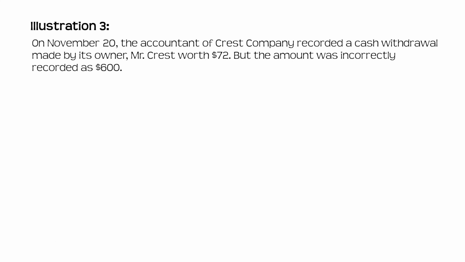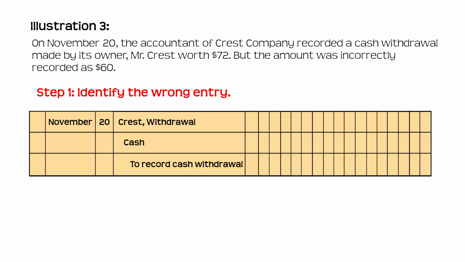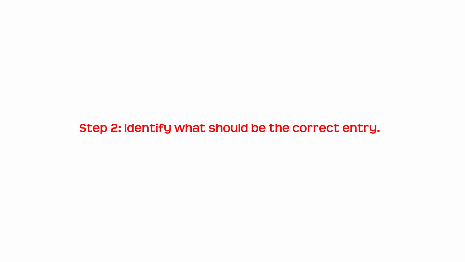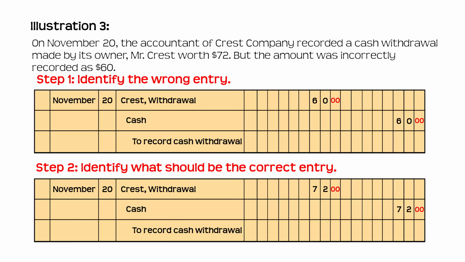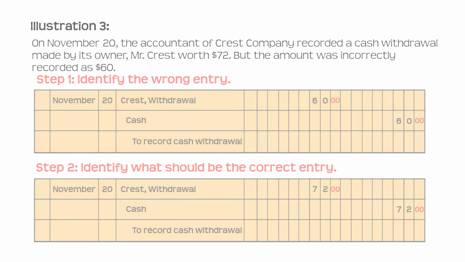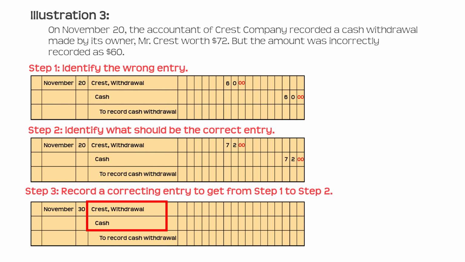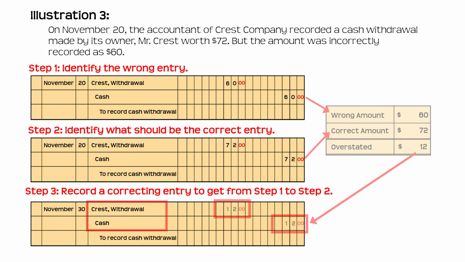In the illustration earlier, let us assume that Crest made use of the correct account titles but with the wrong amount of $60. The correct amount should be $72. Now, for the correcting entry, simply increase the same accounts with the deficiency.